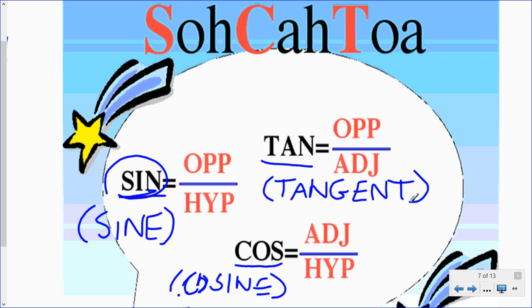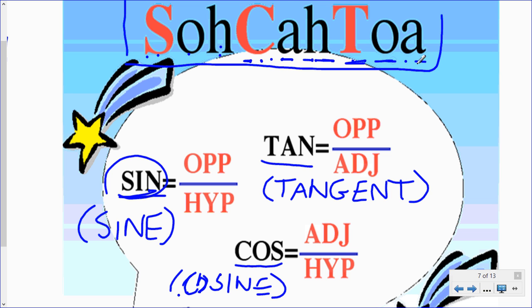So sine is always opposite over hypotenuse. Cosine is adjacent over hypotenuse, and tangent is opposite over adjacent. You can use this to remember SOHCAHTOA. So the S stands for sine, the O is opposite, H is hypotenuse. So you can remember sine is opposite over hypotenuse. And then C is for cosine, A is adjacent, H is hypotenuse. So cosine is adjacent over hypotenuse. And then tangent is opposite over adjacent. Okay, it's just an easy way to remember.